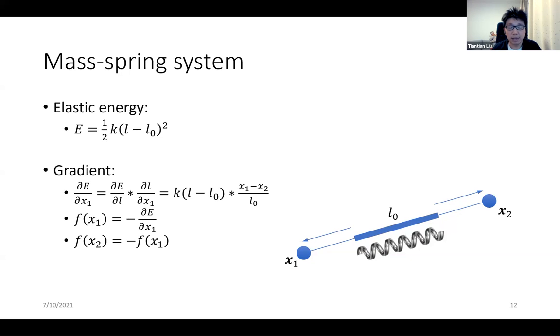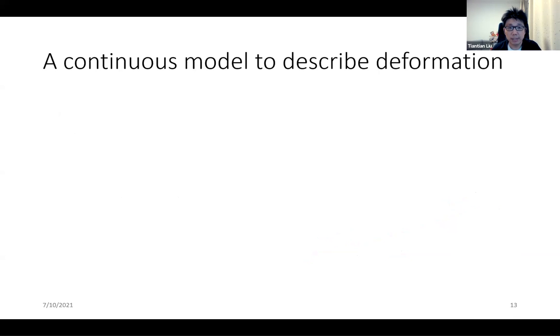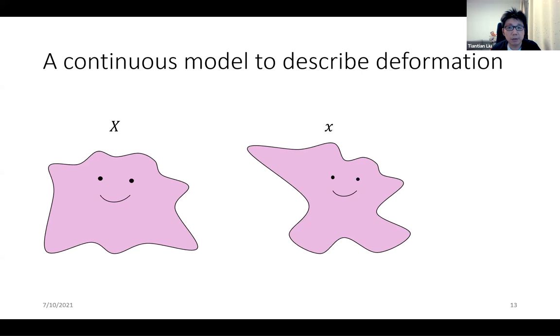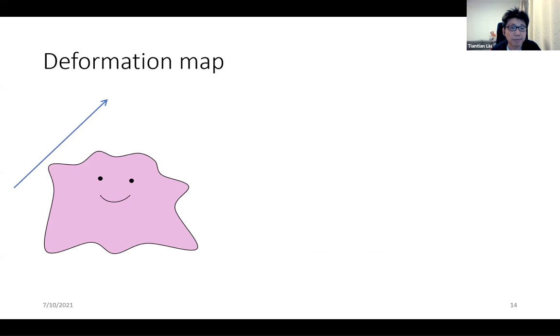And how about a continuous deformable solid? Well, in that case, we can for sure start with a continuous model where the deformation is described by a super complicated function called the deformation map. This function maps the material space position, uppercase X, to a deformed position, lowercase x.